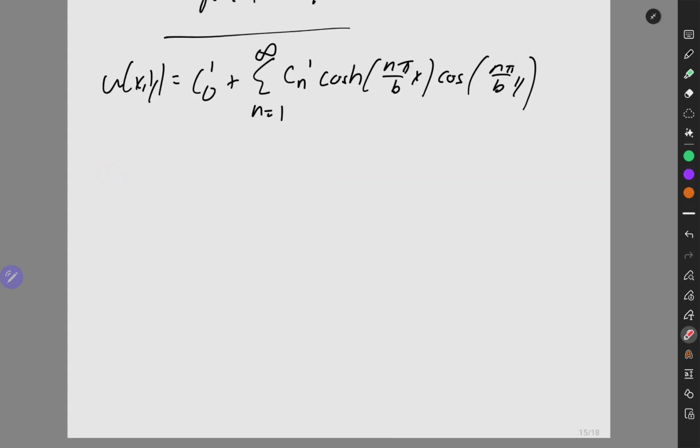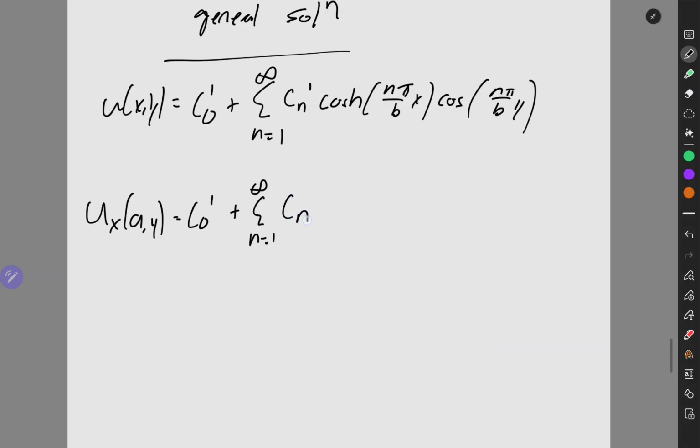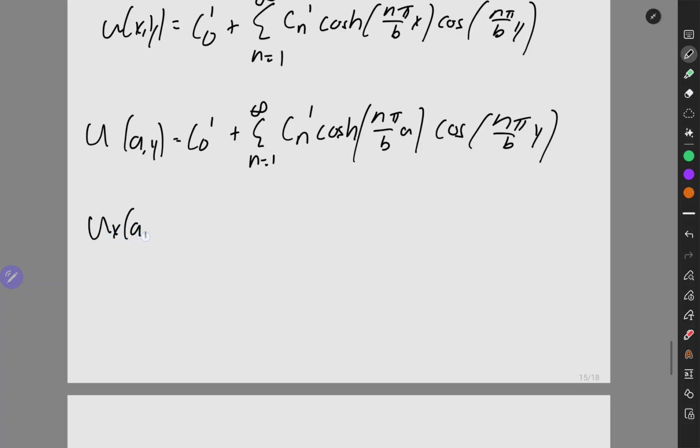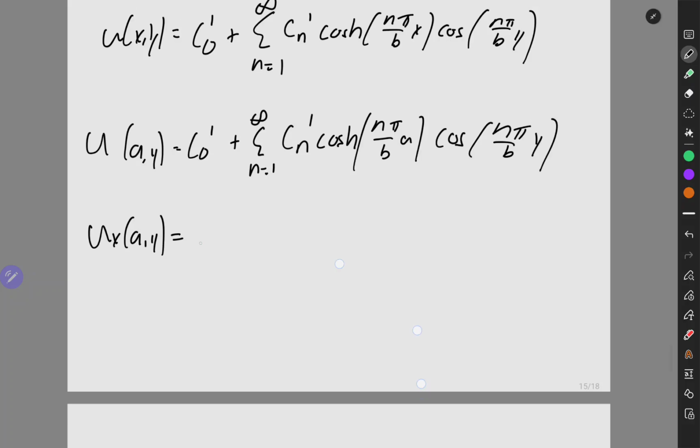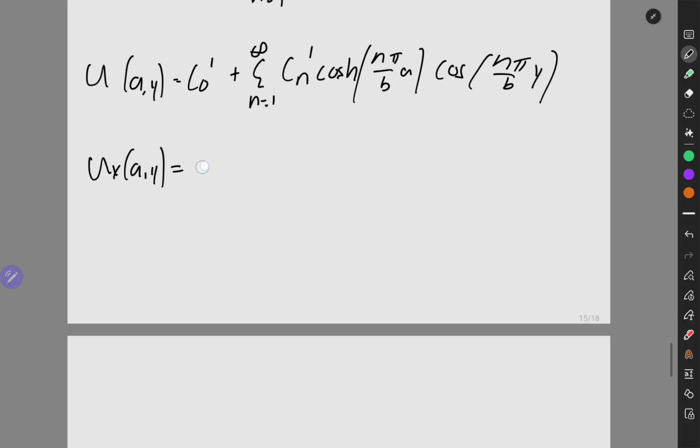So it wants us to find u_x(a,y), so when x is a, c naught prime plus n pi over b times a times cosine n pi over b times y. Oh wait, sorry, that's u(a,y). Now we find u_x(a,y). That c naught goes to 0, right? So it's 0 plus. I think that might be what it was talking about.